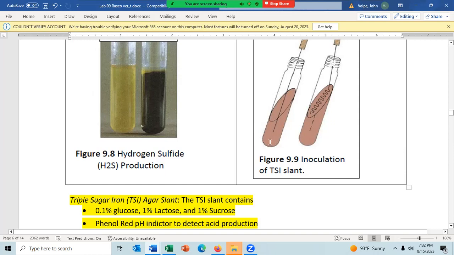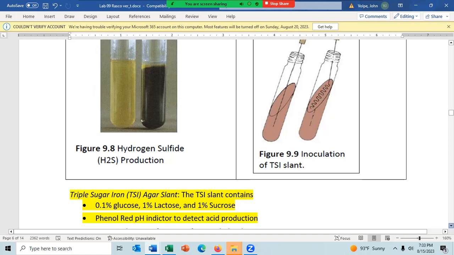The reason why you want to go down deeper than this is you want the growth to be anaerobic in the butt. And then you inoculate the slant, and this you do by taking the wire and putting the bacteria on the slant. And then this area will be growing aerobically. This area will be growing anaerobically. And then you compare your results of the TSI tube.